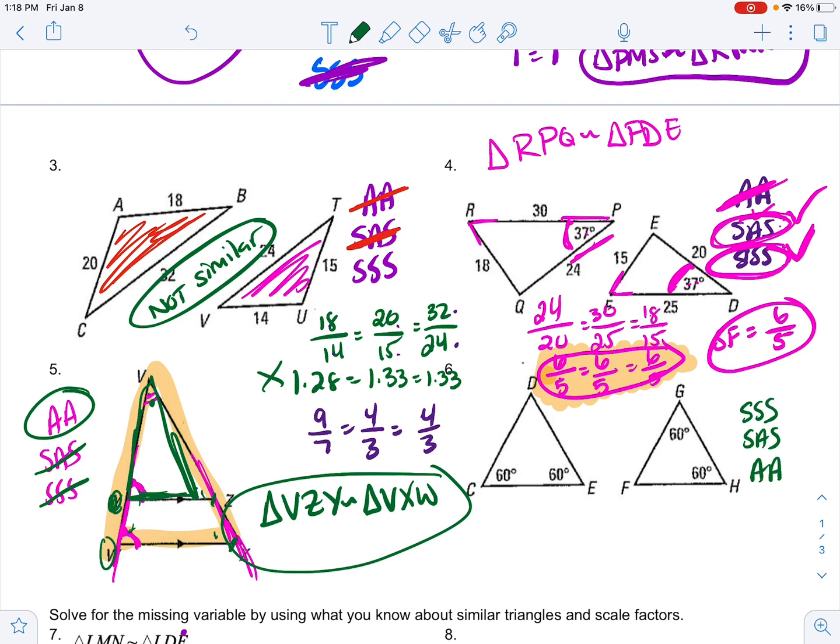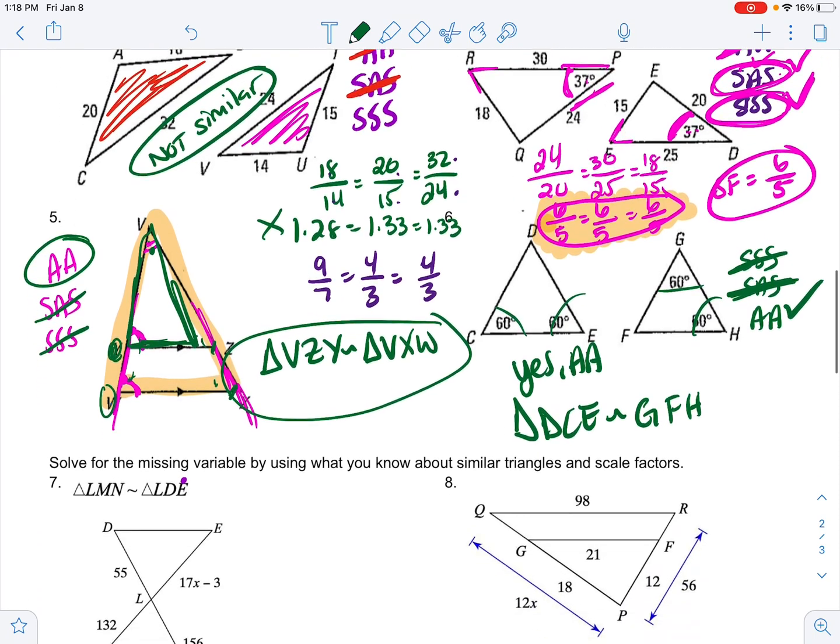And then the last one, we have side, side, side, side, angle, angle. So in this one, do I know anything about the sides? Nope. So I'm going to cross those out. We're looking at angle, angle. Well, this angle is congruent to this angle is congruent to this angle. So yes, by angle, angle. I can't do a scale factor, but I can do a similarity statement. And since these actually come out to be equilateral triangles, all of the angles are congruent, all of the sides are congruent.